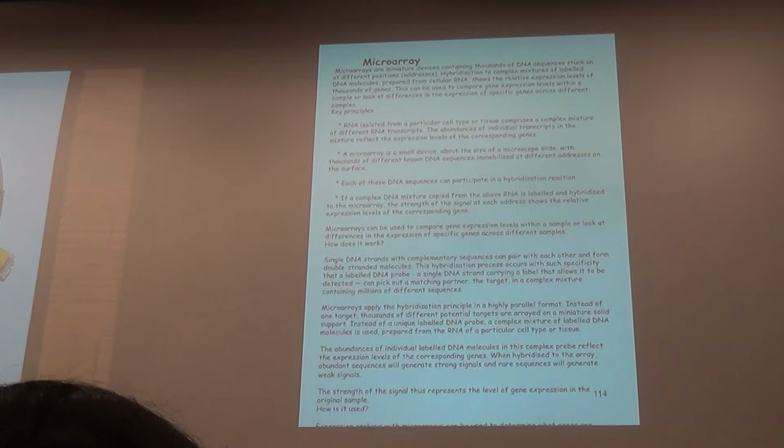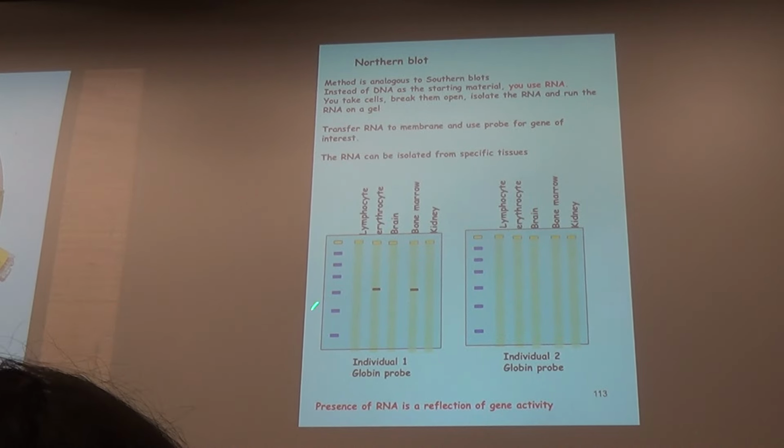Okay, so this is great. I can now analyze RNA from different cell types. And I can analyze it for one gene, let's say the globin gene. And maybe tomorrow I'm interested in another gene, let's say the histone gene.